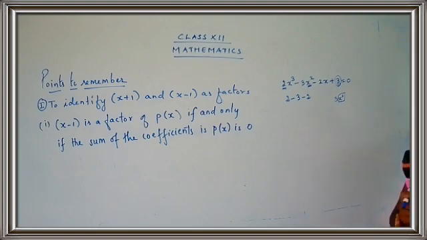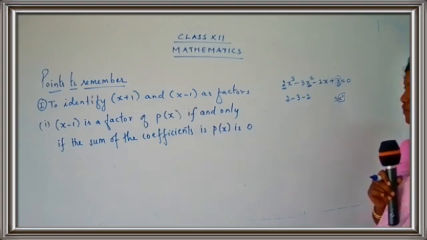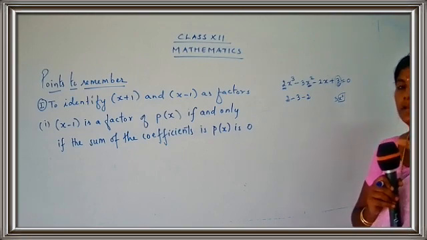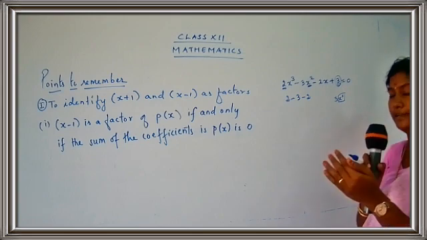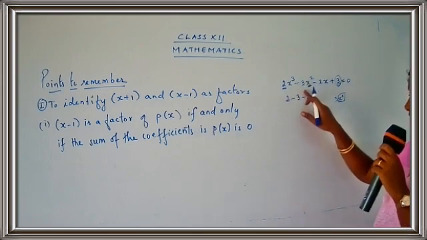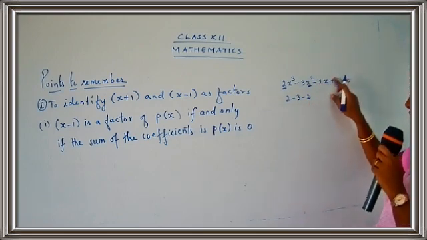Are you getting my point, children? So do not neglect the constant term. You have to consider the constant term. Just think that the x part is invisible. It's just hidden. So 2x cube minus 3x square minus 2x plus 3 was the given equation.